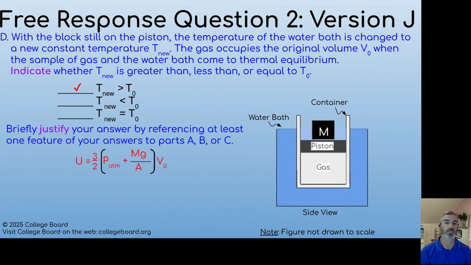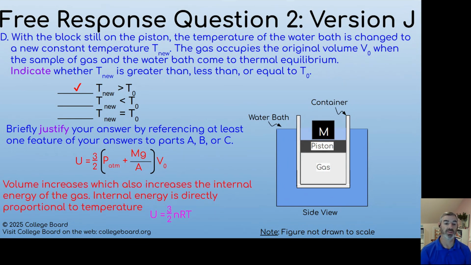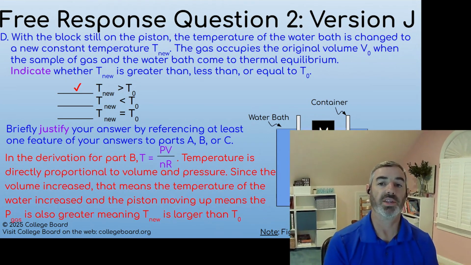So let's look at our answer to part B, where our internal energy has a direct relationship with volume. So we can see that if volume increases, the internal energy also increases. So that means if the internal energy increases, using our equation from the reference packet, that U is equal to 3/2 nRT, that shows that the temperature is going to increase also. So referencing our equation that we derived from part B, the internal energy is in a direct relationship with volume, and since volume increased, internal energy increases, and internal energy is also in a direct relationship with temperature, so an increase in internal energy means that the temperature increases, also showing why the new temperature is greater than the original temperature. So this is question 2 on the 2025 AP Physics 2 exam, version J.